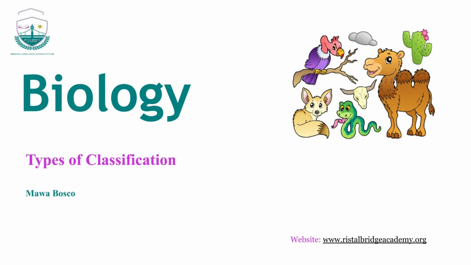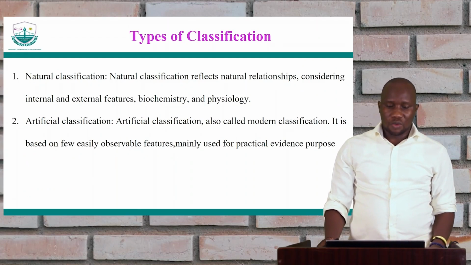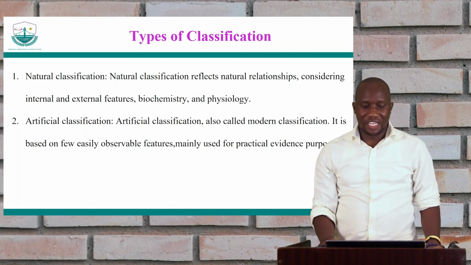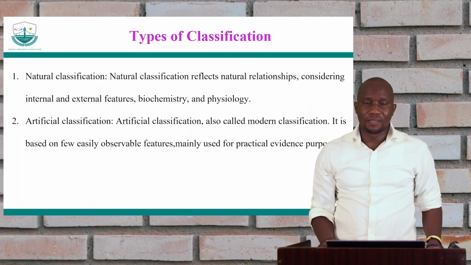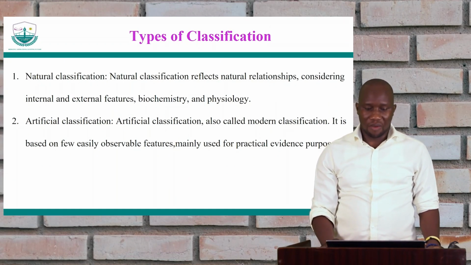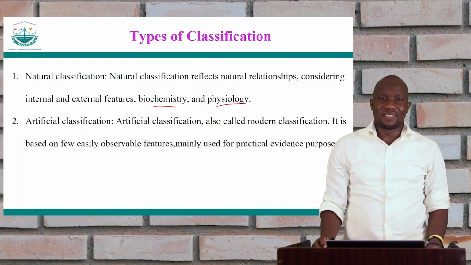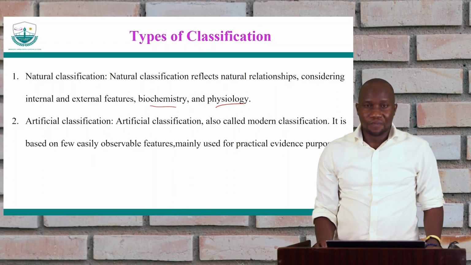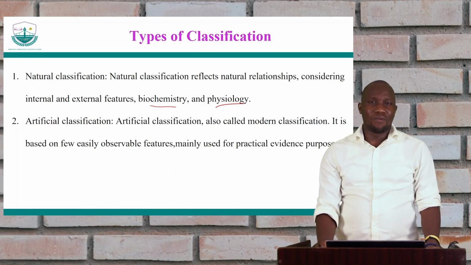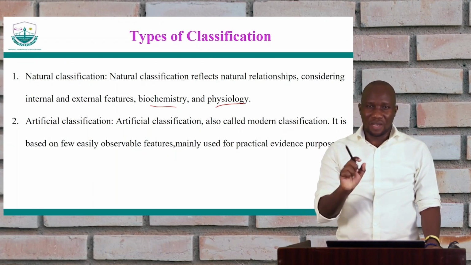So how do we classify organisms? There are two ways, or two types, of classification. One is what we call the natural classification, which is based on natural relationships, considering internal and external features, including biochemical processes, the biochemistry and physiology. Remember, these are some of the branches of biology. Biochemistry is about how chemical processes happen within the body at a chemical level.